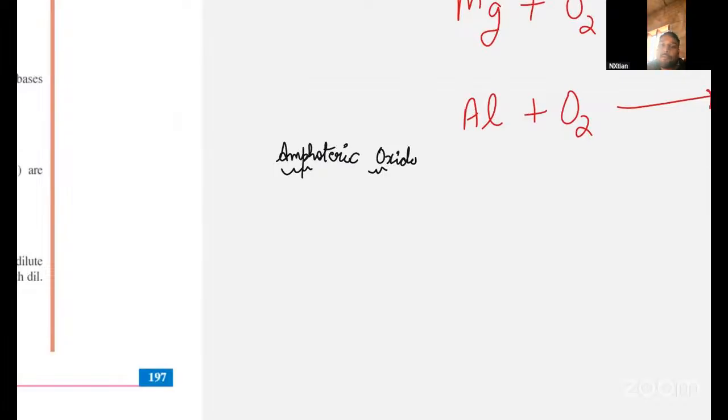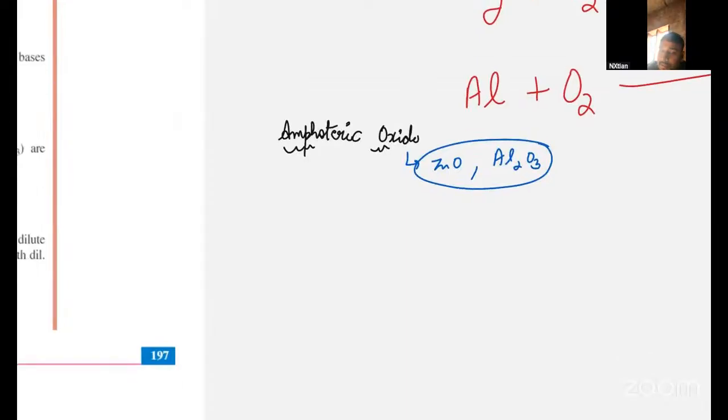They don't have their own identity. Like if I talk about zinc oxide, ZnO, and Al2O3, they are basically the amphoteric oxides. Okay, amphoteric oxide. Everyone, please pay attention. Don't write it yet. I will give time to write this.